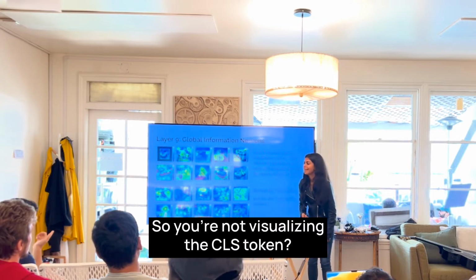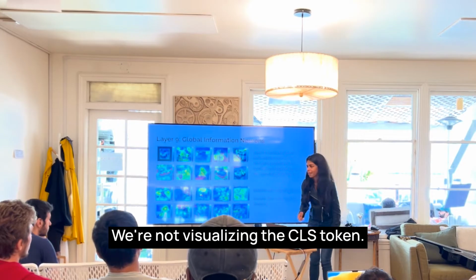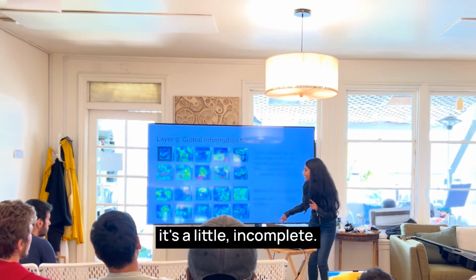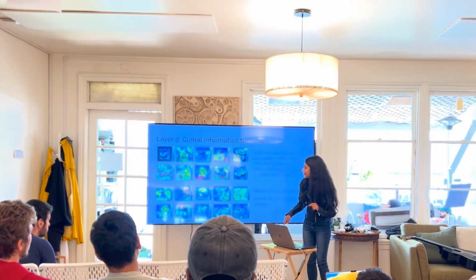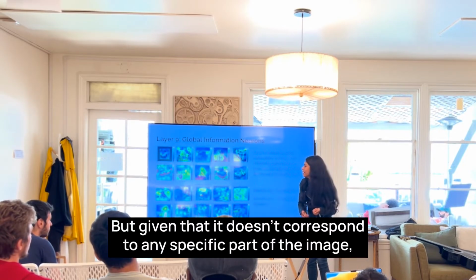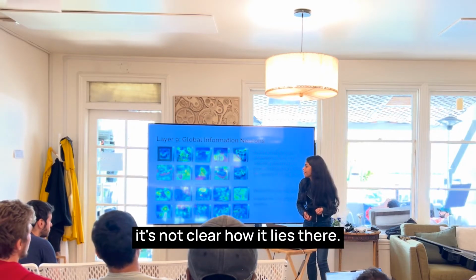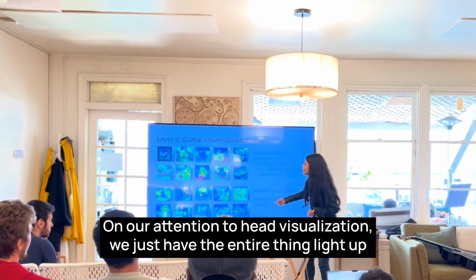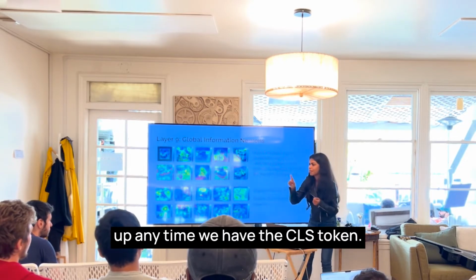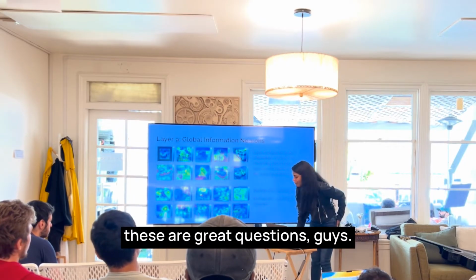Yeah. Here you're not visualizing the CLS token? Yeah, that's a great point. We're not visualizing the CLS token. It's a little incomplete. I'm not sure how we would visualize the CLS token. We can visualize the classification maybe, but given that it doesn't correspond to any specific part of the image, it's not clear how we would visualize it. On our attention head visualization, we just have the entire image light up anytime you hover over the CLS token. But yeah, okay. These are great questions, guys.